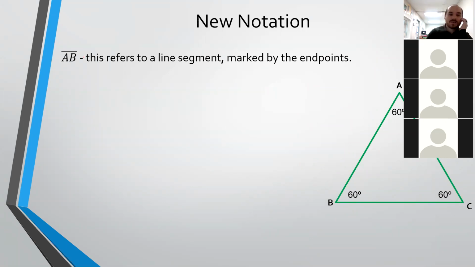So one of them is for line segments. You may have seen this before. We use capital letters for each of the points, and then you just connect them with this line over the top. So AB like this, written with the line over top, refers to line segment AB, which is this line segment right here from A to B.